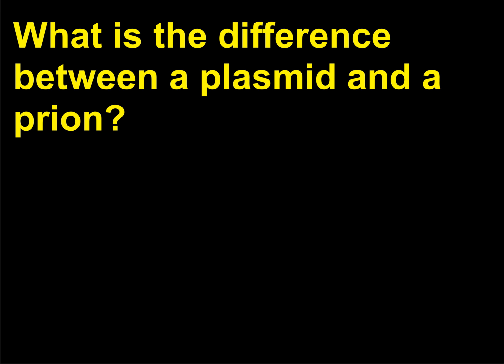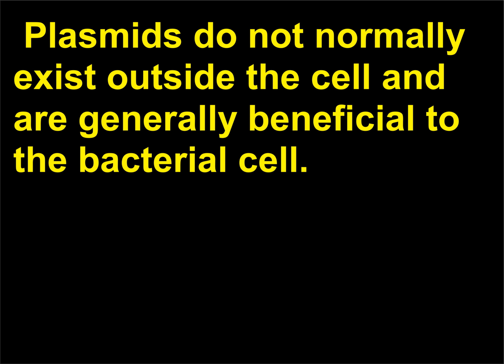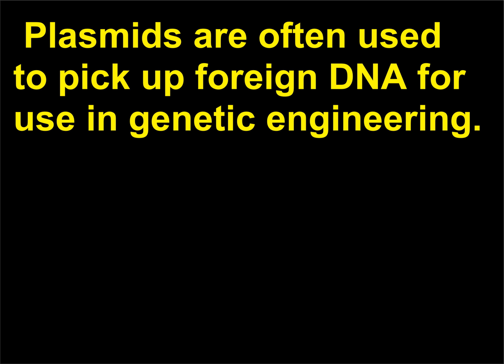What is the difference between a plasmid and a prion? A plasmid is a small, circular, self-replicating DNA molecule separate from the bacterial chromosome. Plasmids do not normally exist outside the cell and are generally beneficial to the bacterial cell. Plasmids are often used to pick up foreign DNA for use in genetic engineering.